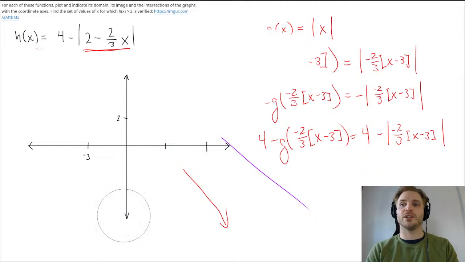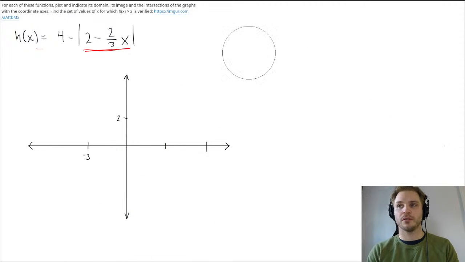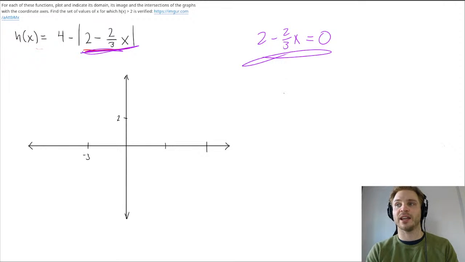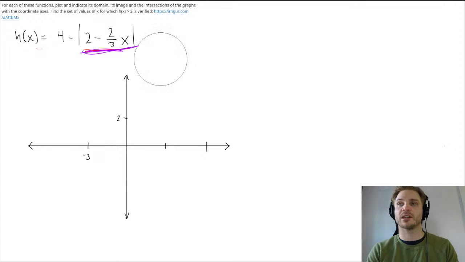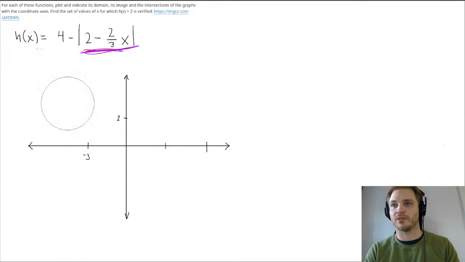The easy way to do this is plug in values for x. You want to make sure that whatever's inside the absolute value bar is equal to 0. Make sure you have that x value plotted. That's going to be the cusp, and then you just need 2 more points. It's 2 lines. So absolute value functions are pretty easy.